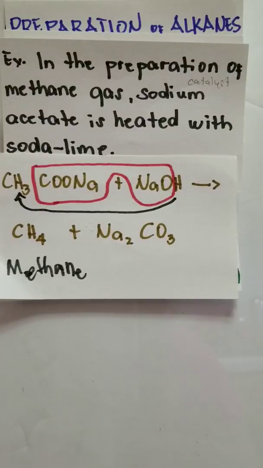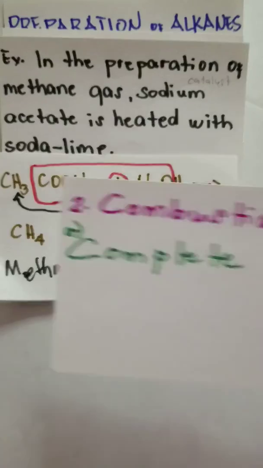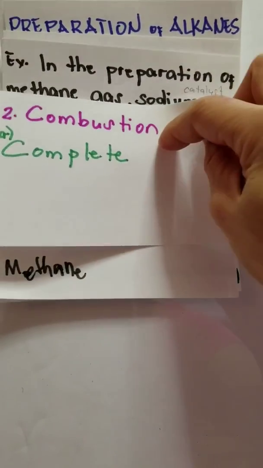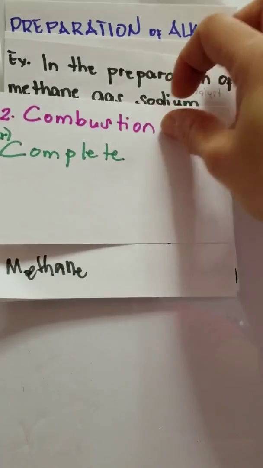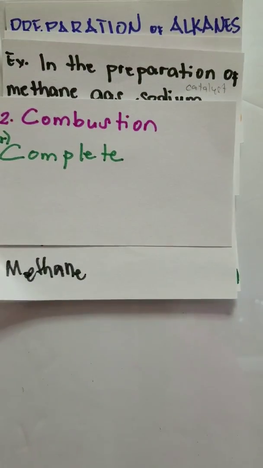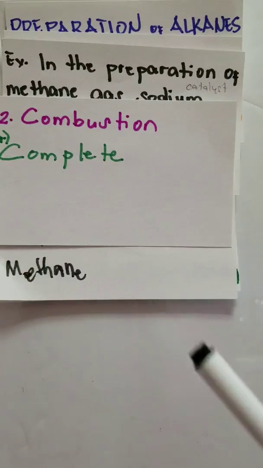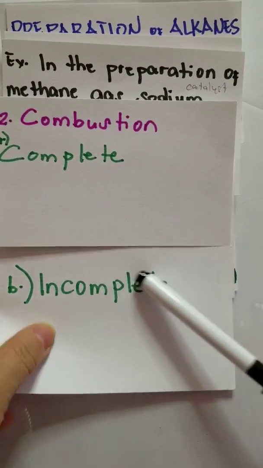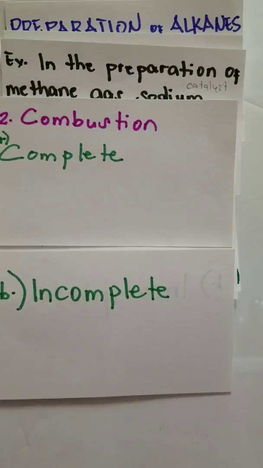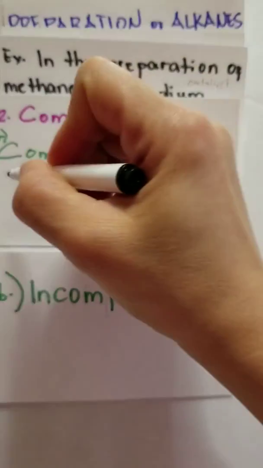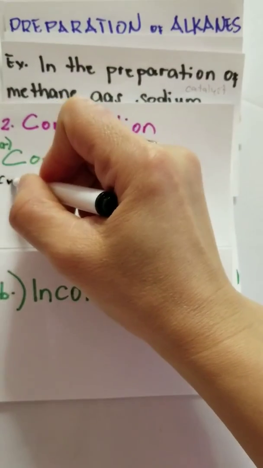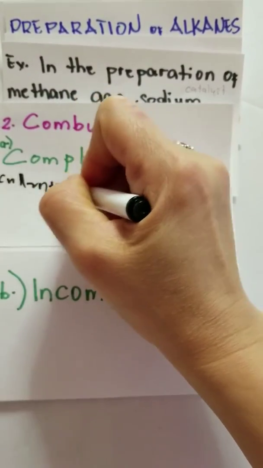The second preparation or reaction for your alkane and cycloalkane hydrocarbon compounds is combustion. In combustion, you have two processes: complete combustion and incomplete combustion. Okay. In the complete combustion, just follow the general formula that we had. What is the general formula of an alkane? Complete combustion of your alkane. What is the general formula for alkane? CnH2n+2. Can you see?